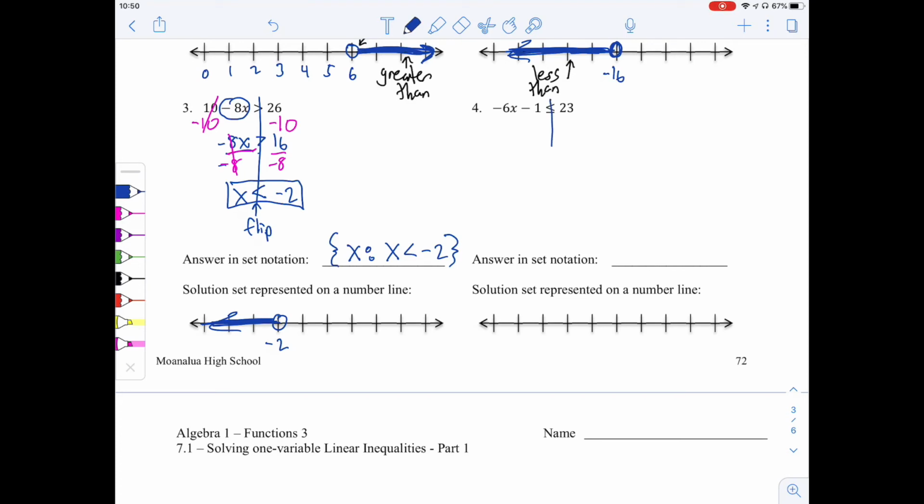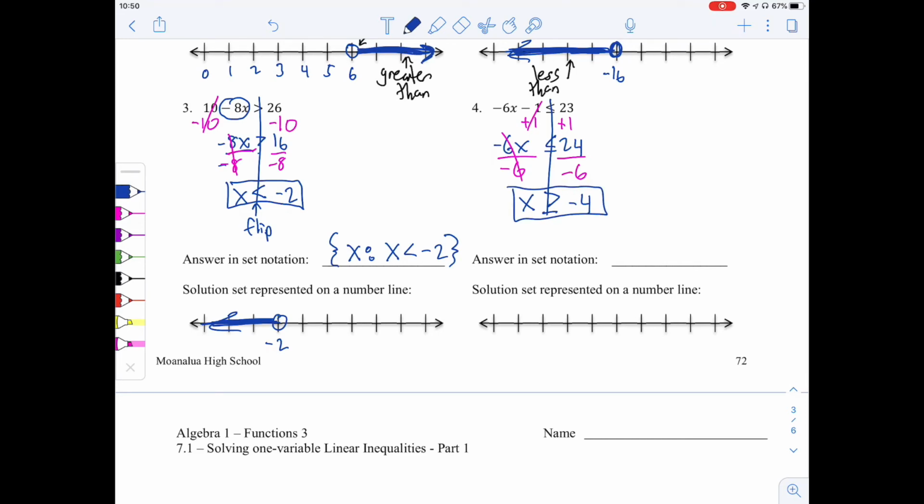Okay, next one. Same thing, get rid of the singles first. The opposite of negative 1 is add 1 to both sides. Then we bring it down, so negative 6x less than or equal to 24. This one again, we're going to divide by a negative. Divide by a negative to both sides, we have to flip it. So we have to flip our symbol from less than or equal to greater or equal to, and that's going to be negative 4.